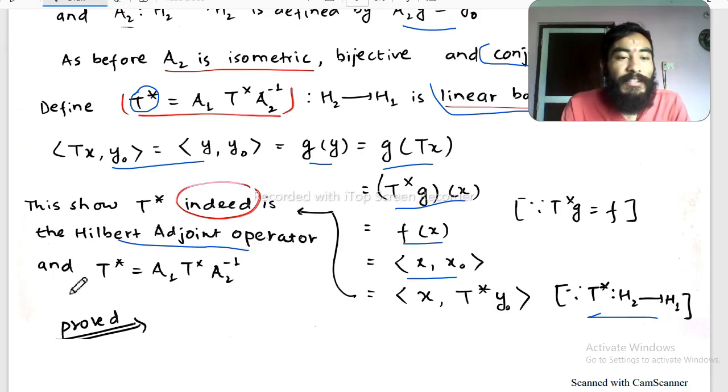So the relationship between the Hilbert adjoint operator and the adjoint operator is T star equals A1 of T cross of A2 inverse. This proves our theorem.